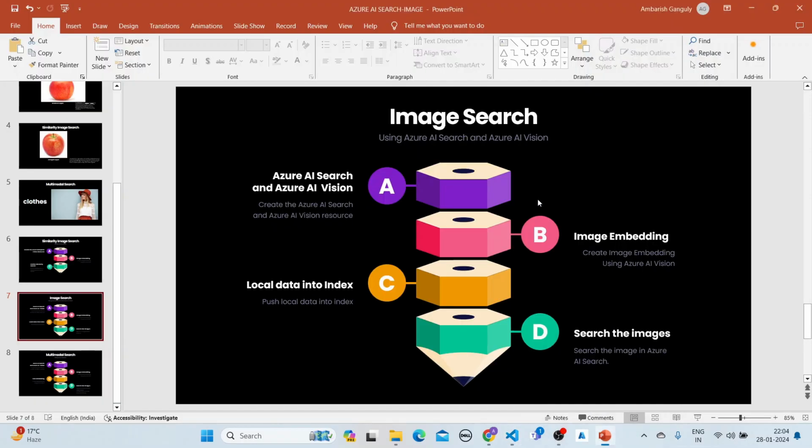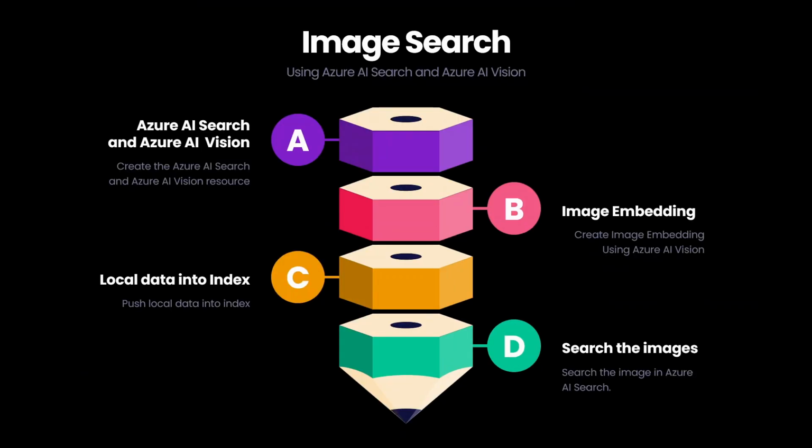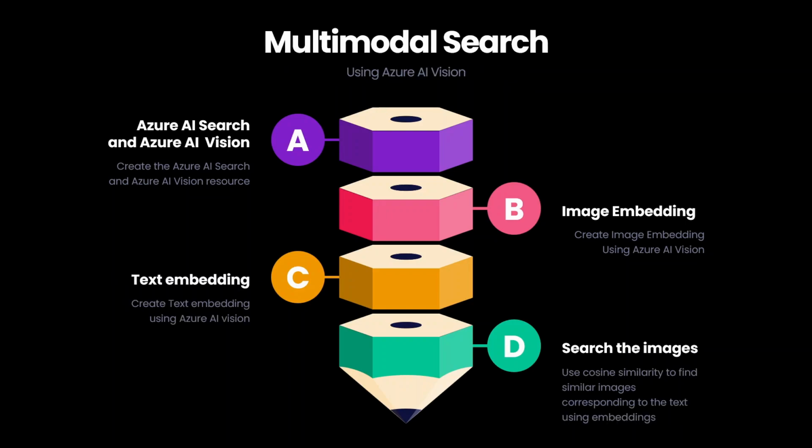So in summary, what we have done is actually these 4 steps. We created the Azure AI Search, we created the Azure AI Vision, we created the image embedding using Azure AI Vision, we created the index, we pushed local data into the index, and then we searched the images using Azure AI Search. Next, what we will see is something more interesting, which is a multimodal search.